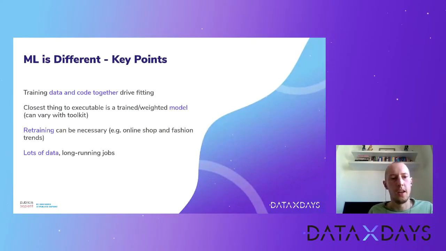So machine learning is different. The key points to take from what we just learned about the journey here are that training data and code together drive that fitting process. It's not just the code, whereas in a traditional DevOps process, you would essentially be just looking at the code. The closest thing to an executable is a trained or weighted model, which varies a little bit with the toolkit.